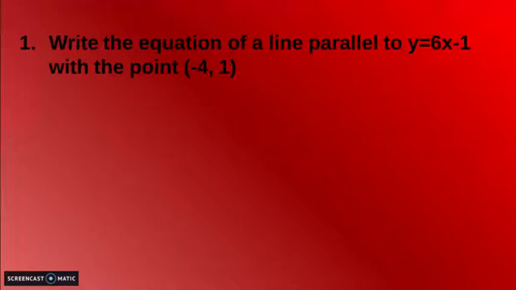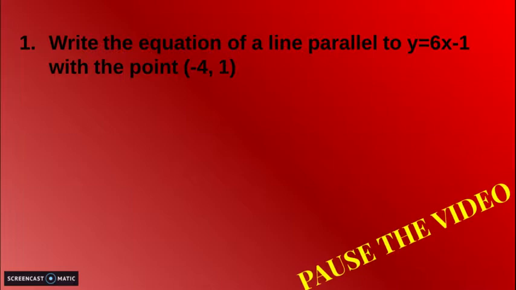So, write the equation of a line parallel to y equals 6x minus 1 with the point (-4, 1). Now, I won't explain too much because I have other videos that explain it more, but this is just the review. If there's a red background, that means it is standard 2.3. If it's a blue background, it's standard 2.2. And if it's a yellow background, that's 2.1. So this is a 2.3 standard. Pause the video.